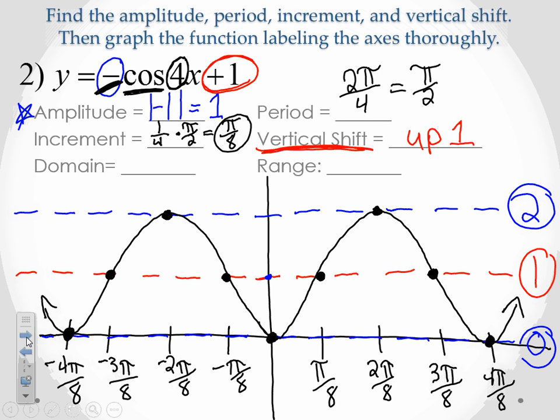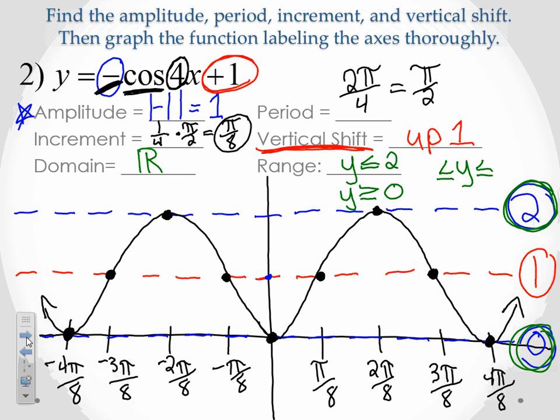Now our graph is done, so we have to do domain and range. Domain, always, all real numbers. Range, determined by my amplitude. So we're going to work with 2 and 0. Y has to be less than or equal to 2, and y has to be greater than or equal to 0. You can write it like that, or if you wish, you can write it like this, 0 to 2.